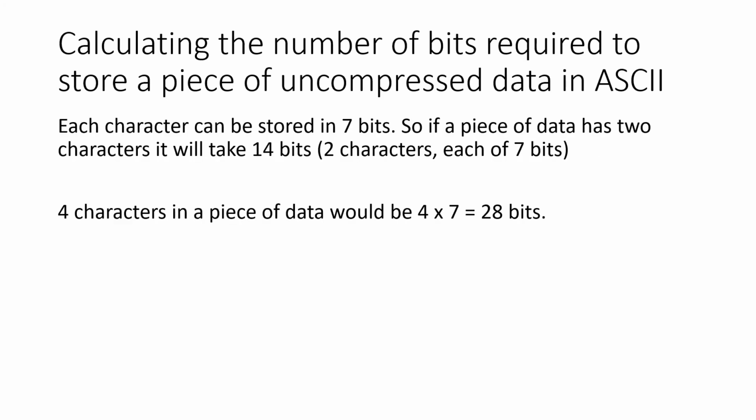And thinking about calculations, how many bits are required to store a piece of uncompressed data in ASCII? It's quite simple really. Each character is 7 bits. Don't worry about the control bit, the 8th bit. So each character is 7 bits. So for every character, just multiply it by 7. If you have 2 characters, multiply it by 7. 4 characters, multiply it by 7. That's how many bits you have.